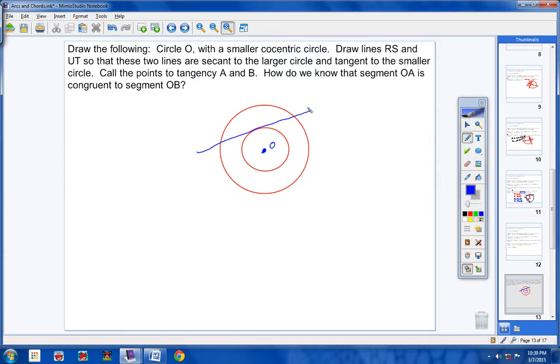Alright, so let's do one more of these. Let's draw another one of these lines right here. Now, of course, I'm going to move it a little bit because it's supposed to be tangent to the little circle and secant to the bigger circle. So there we go. Students, that works just fine right there. So here is my point of tangency, and then here are my two points where the line intersects the bigger circle.